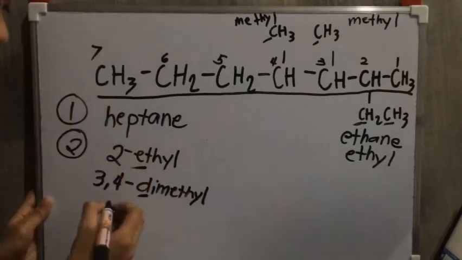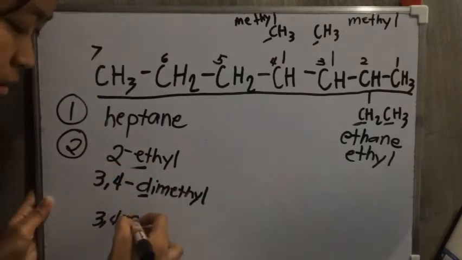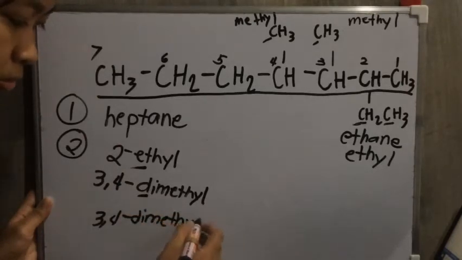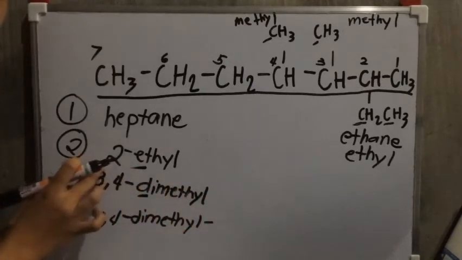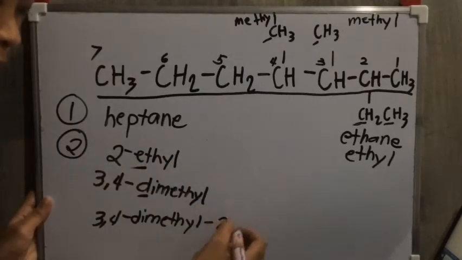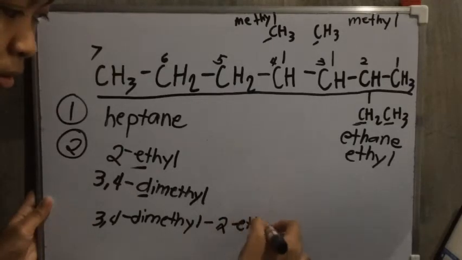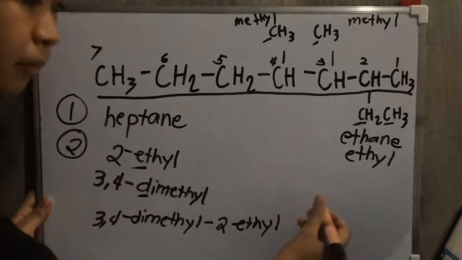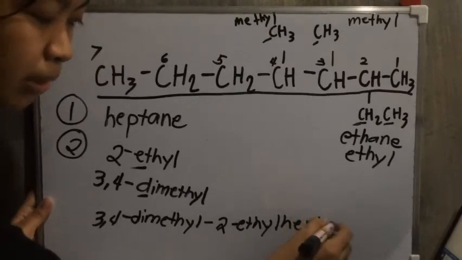So, ang kanyang pangalan is 3,4-dimethyl, dash 2-ethyl, then our parent chain, heptane.